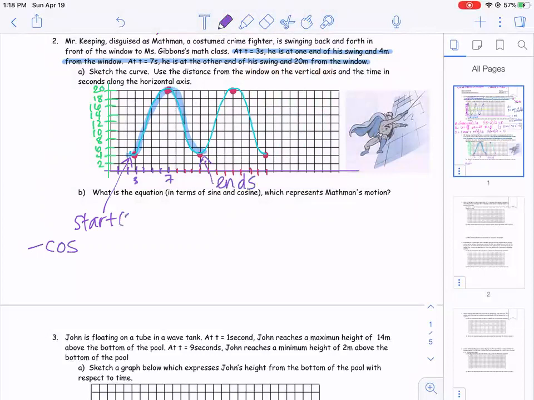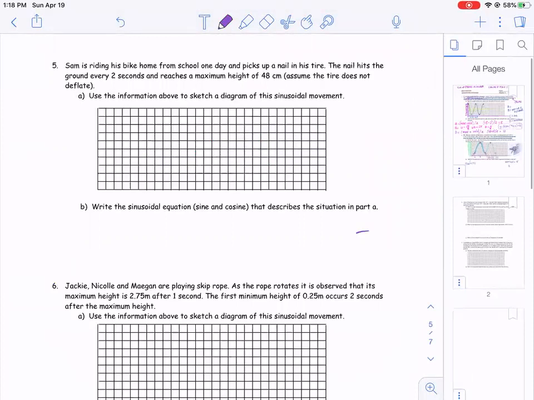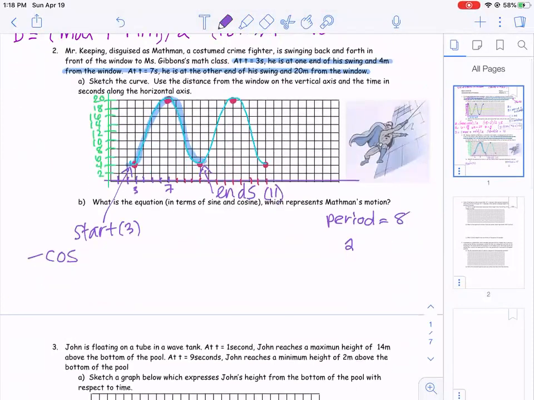So if it starts at 3 and ends at 11, that means my period is 8, which means that my B, we have to use our equation that period equals 2 pi over B. So B is going to equal pi over 4.